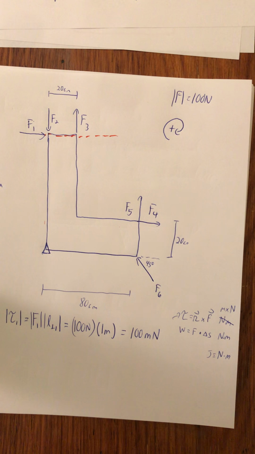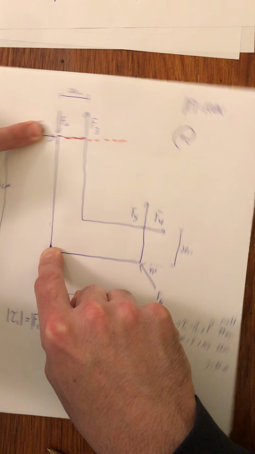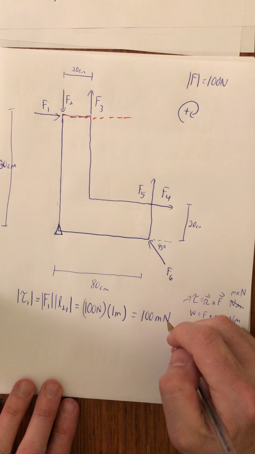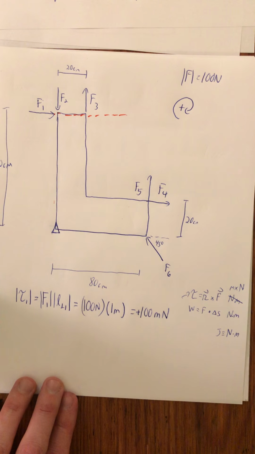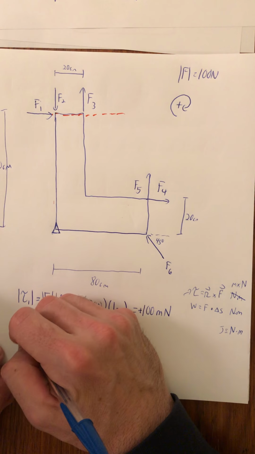Now, what direction is that? Well, if I put my finger there and I exert a force that way, you can see, and I'm actually going to physically do it, the paper rotates clockwise. So that's going to be a positive 100 meter Newton. All right, so let's do the next one.